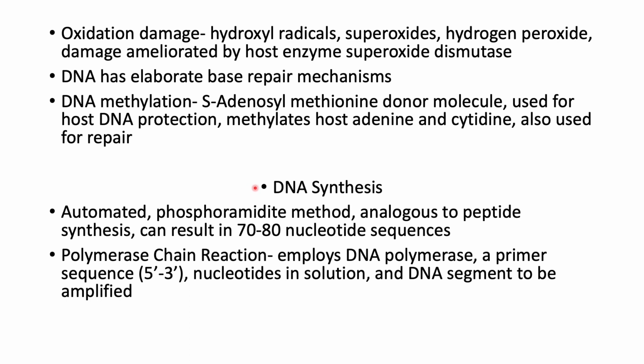For DNA synthesis, it's generally an automated phosphoramidite method. It's analogous to peptide synthesis. You get 70 to 80 nucleotide sequences by adding DNA bases sequentially. Also, polymerase chain reaction. You have DNA polymerase, a primer sequence, which goes from 5' to 3', nucleotides in solution, and a DNA segment to be amplified.